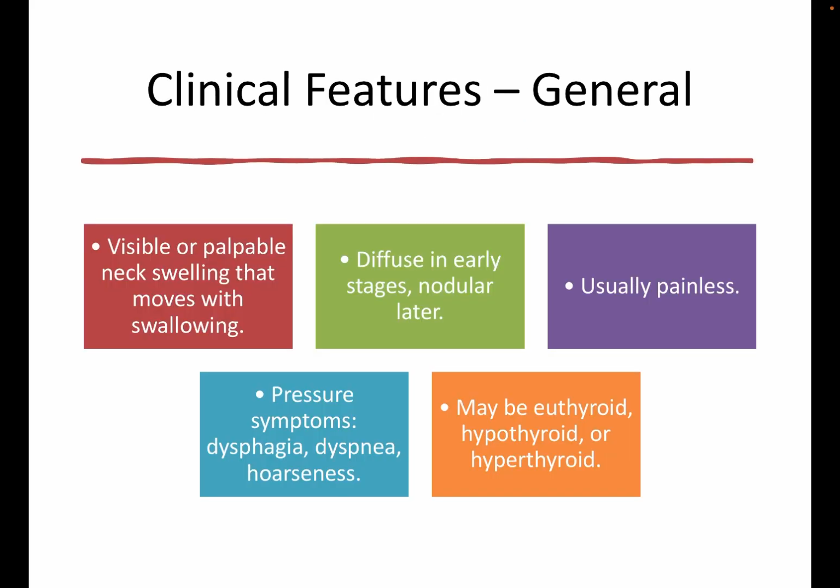So the clinical features. In general, there will be visible, palpable neck swelling that moves with swallowing, diffuse in early stages and nodular in later stages. Usually, this swelling is painless. Pressure symptoms may occur at a later stage, causing dysphagia, dyspnea, and hoarseness of voice. It may be euthyroid, hypothyroid, or hyperthyroid.